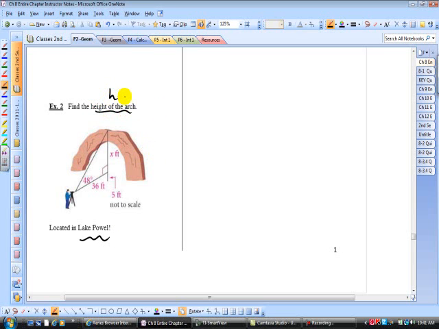So we're going to call that h. No, actually in the problem it's called x. So let's call that x. It's right here. And x is the height of the arch. And you'll notice that this little piece right here is labeled 5 feet. Well, that's because this distance is 5 feet as well.